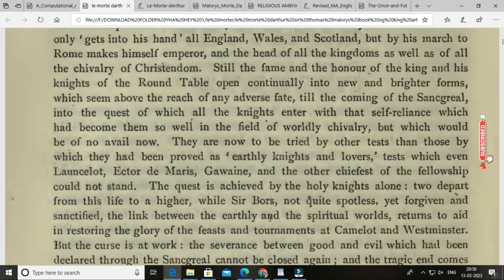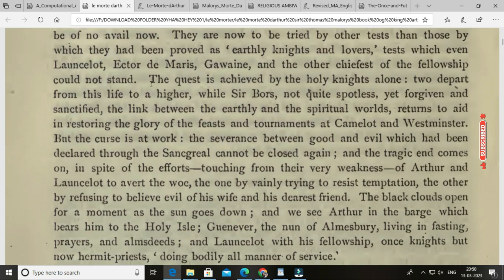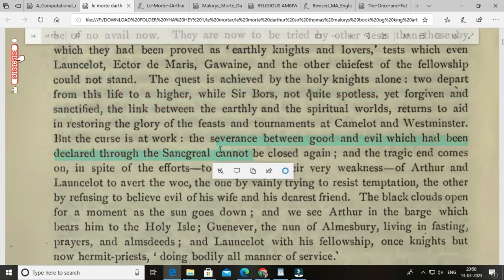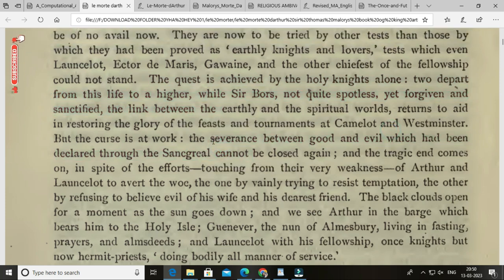The quest is achieved by the holy knights alone, who depart from this life to a higher one, while Sir Bors, not quite spotless, is yet forgiven and sanctified. The link between the earthly and the spiritual world turned to aid in restoring the glory of the test and tournament of Camelot and Westminster. But the curse is set.